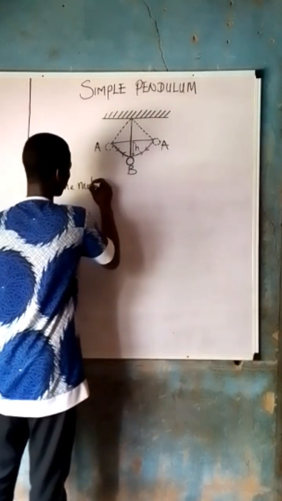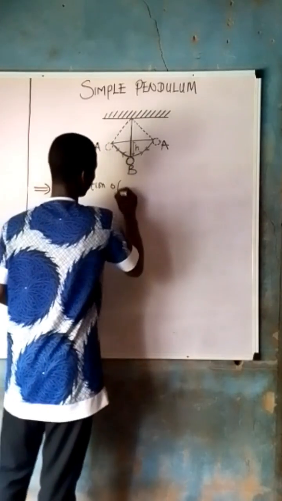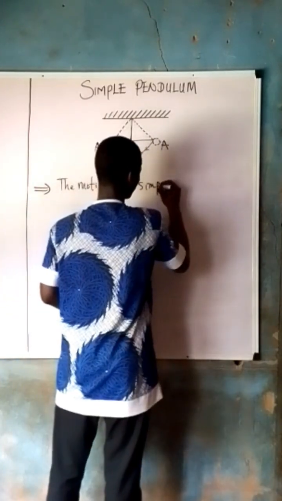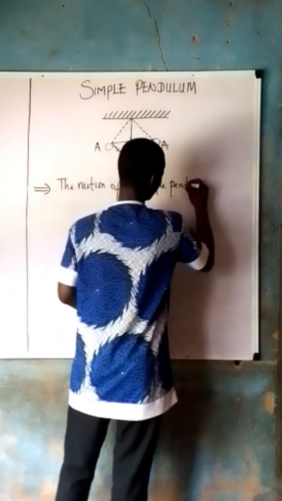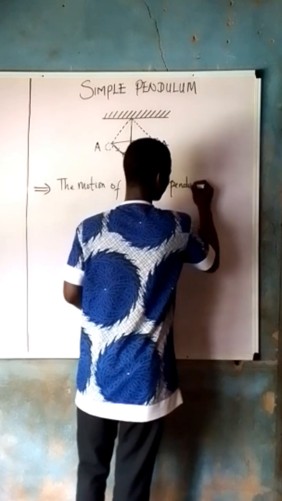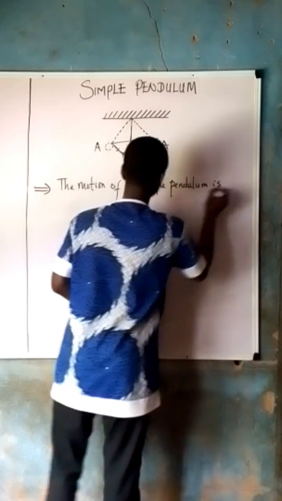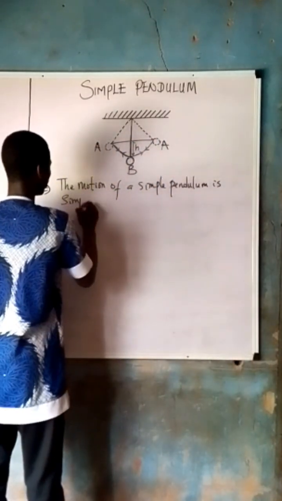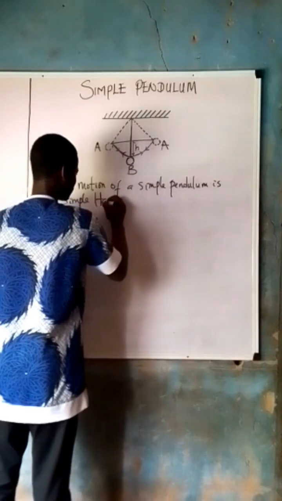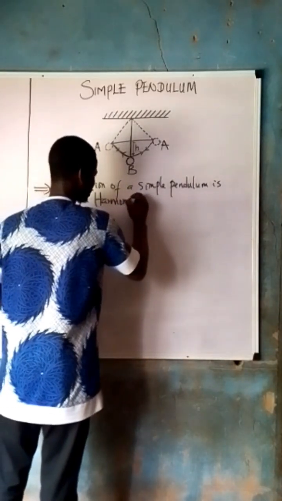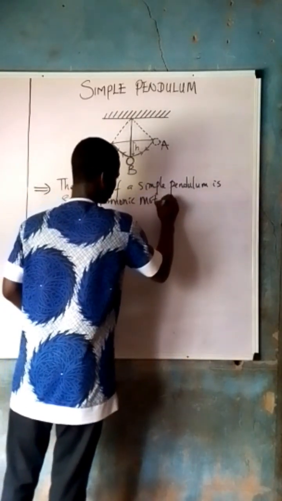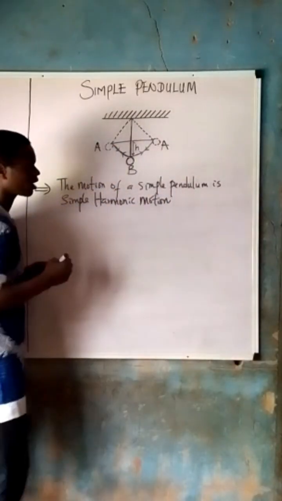is simple harmonic motion. The motion of a simple pendulum, like I said, is simple harmonic motion. Now apart from that, there is something I want us to use this diagram to explain.